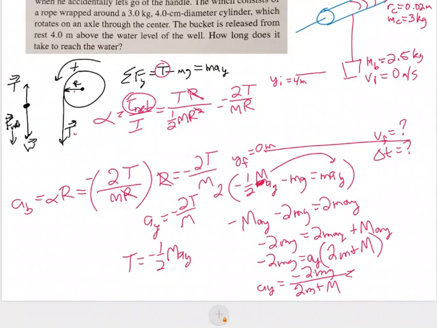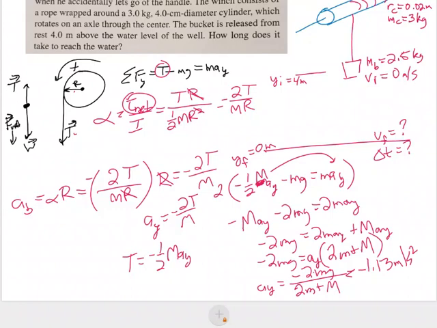So A equals negative 2 times. The little m is the mass of the bucket and the big M is the mass of the cylinder. So negative 2 times 2.5 times 9.8 divided by 2 times 2.5. Yeah, and you wind up with negative 1.13 meters per second squared. That's the acceleration of the bucket in the y direction, which is the same as the acceleration of the cylinder.